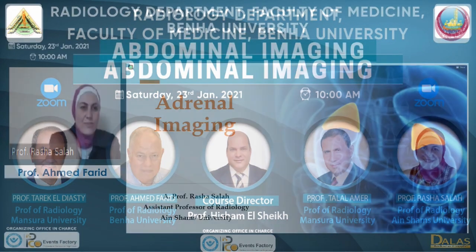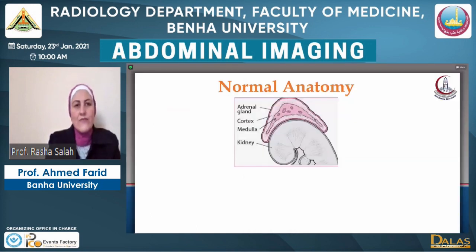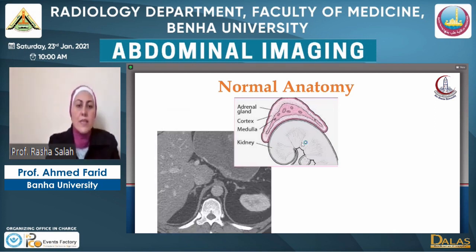Okay, today we are going to discuss adrenal imaging. First, we are going to discuss the normal adrenal anatomy. Adrenal glands are bilateral and they are located above the kidneys, and they have two major components. They contain peripherally the adrenal cortex, and centrally is the adrenal medulla. The adrenal glands appear to be pyramidal in shape, and on imaging they have an inverted Y-shaped appearance on both sides.